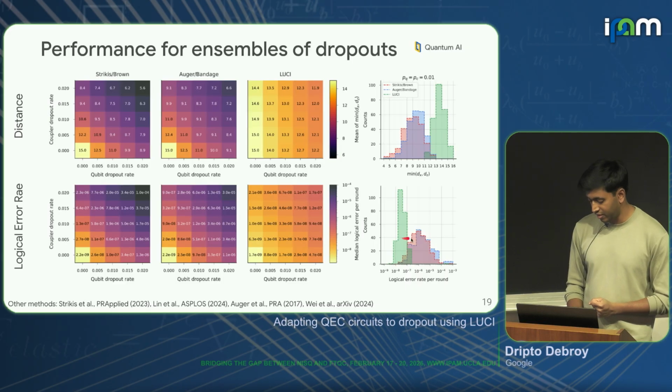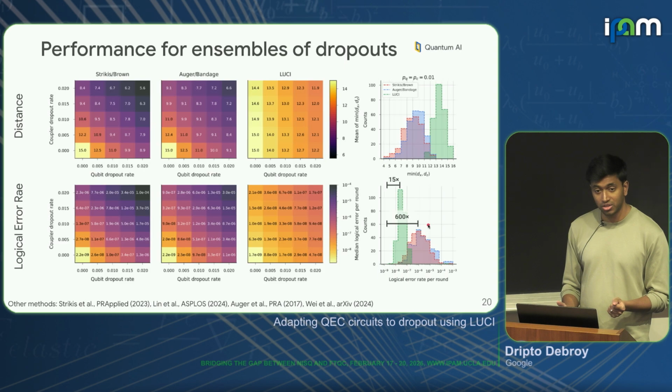Things are much tighter for our method. The penalty goes from being about a 600x increase in logical error rate for 1% dropout to about a 15x increase. Again, 15x is still bad. We don't want to increase our logical error by a factor of 15, but we'd much rather do that than 600. And so this means that some chips we probably couldn't use before, we now can.